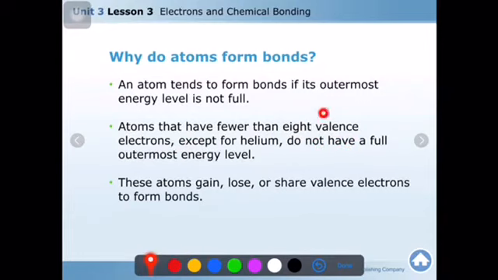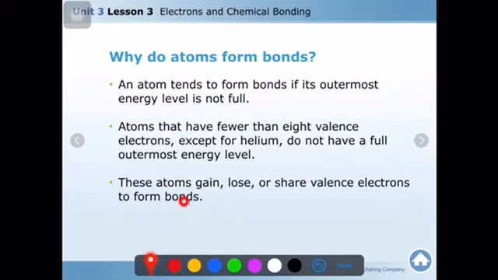If there are not 8 valence electrons on an atom, there should be a chemical reaction to fulfill the outermost energy level of the atom to 8. If it is 8, then that atom mostly doesn't make any reaction. If it is not 8, mostly it makes a chemical reaction. These atoms gain, lose, or share valence electrons to form bonds. This is important.